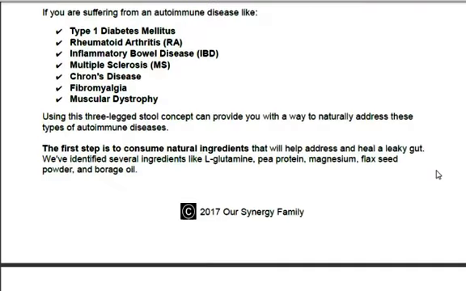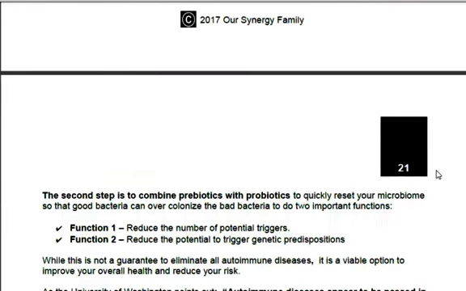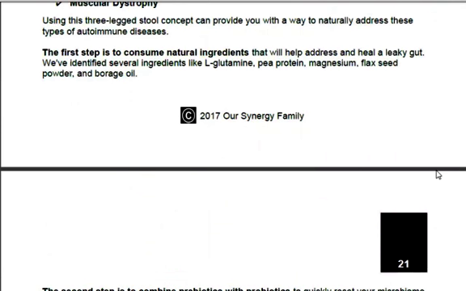Now, what do we give them? 2 basic steps that, if they have autoimmune diseases and will just do these 2 basic steps, they can most likely see improvements in what's going on. The first step is to consume natural ingredients that heal and address leaky gut. What are those natural ingredients? Well, it goes back to the previous section: L-glutamine, pea protein, magnesium, flaxseed powder, and borage oil.